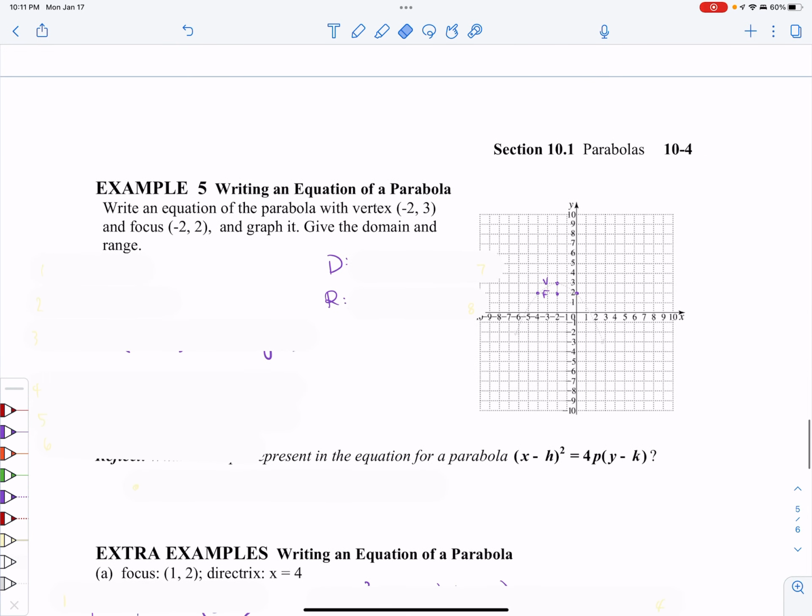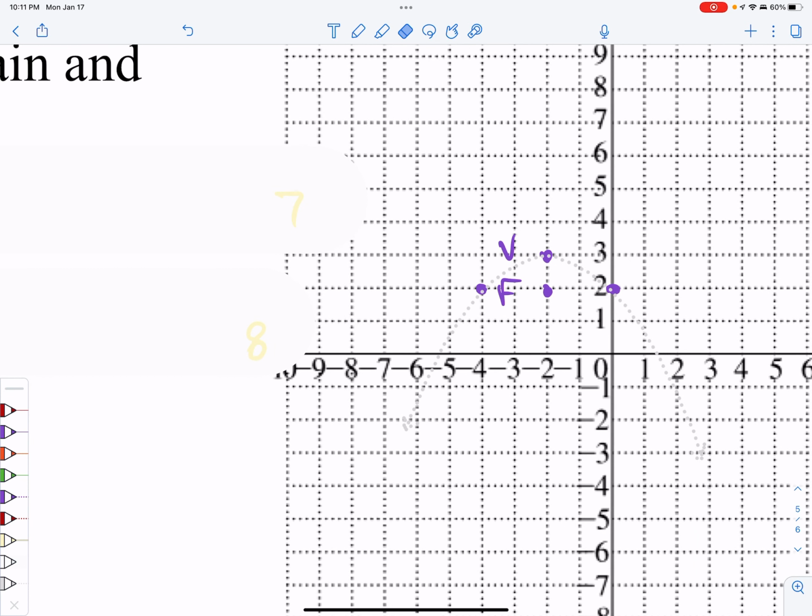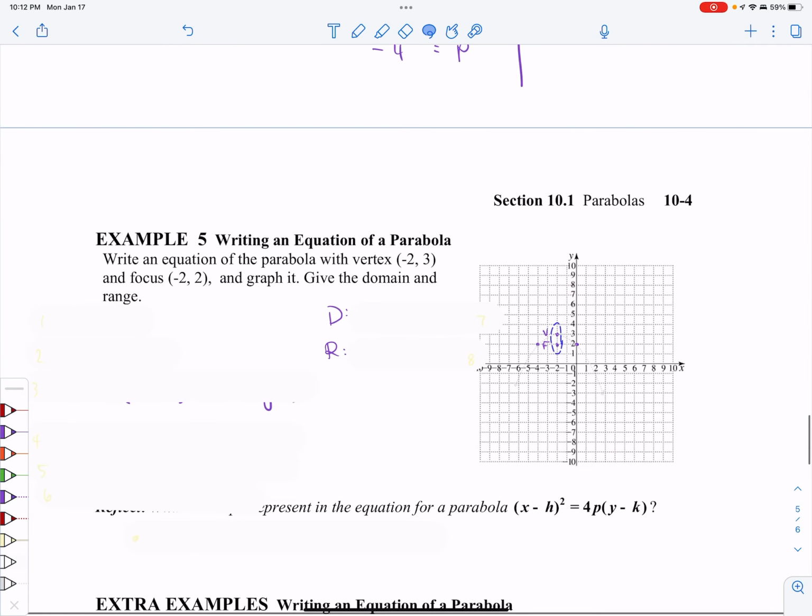Now, example number 5 is a little different. It says to write an equation, again, of the parabola with a vertex at -2, 3, and the focus is at -2, 2. Then I'm supposed to graph, and then I'm supposed to give the domain and range. Well, the first thing that I did was I put on the graph the things that I know. I know what the vertex is, and I know what the focus is. So I put those on the graph, and the minute I put the vertex and focus on the graph, you'll notice this has to be concave down because the focus has to be on the inside of the parabola. So I know it's going to be concave down.